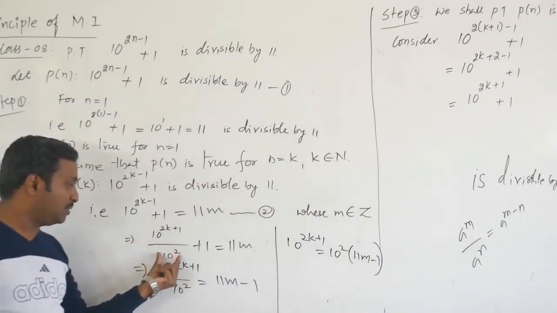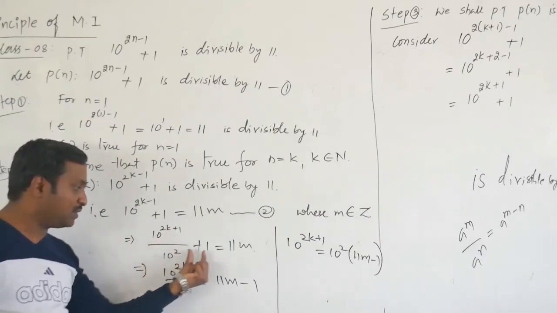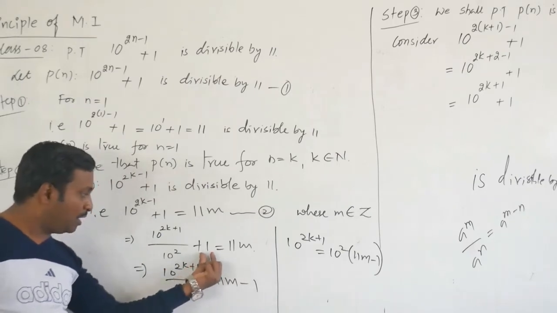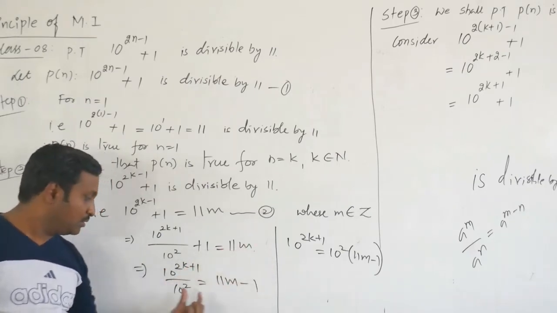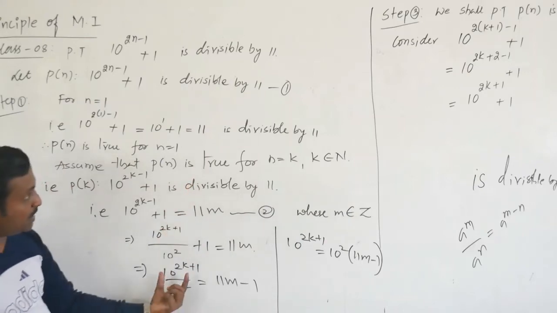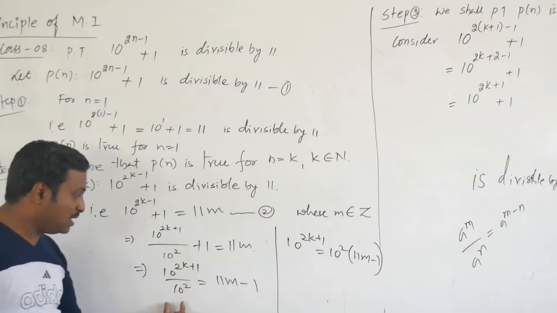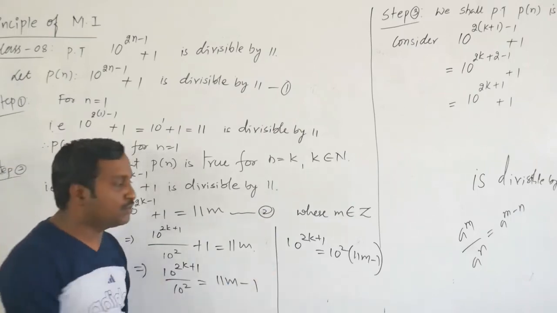Dividing by 10 square ಮಾಡಿದ್ರೆ ಮ್ಯಾಲ್ nearest adjustment ಮಾಡ್ಬೋದು. So 10 raised to 2k plus 1 by 10 square plus 1 equal to 11m. So 1 ಈ ಕಡೆ ಹೋಯ್ತು, 11m minus 1. ಸೊ ಇದನ್ನ ಯಾಕೆ ಹಿಂಗೆ ಬರ್ದಿದ್ದೀನಿ ಅಂದ್ರೆ ಡಿವೈಡ್ 10^2k + 1 by 10 square, ಇದನ್ನು ಕ್ರಾಸ್ ಮಾಡಿ ಇಷ್ಟು ಬರುತ್ತೆ. ಸೊ ದಿಸ್ ದ ಮೈನ್ ಪಾಯಿಂಟ್.